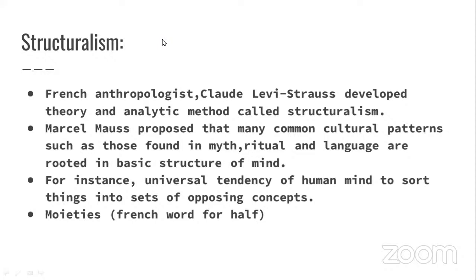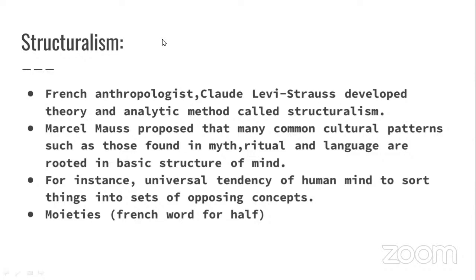So while functionalism focused on the functionality of a particular kind of thing in a society, and the importance of religion or any other norm in a society, structuralism focuses on how these myths, rituals, and languages are basically rooted in the basic structure of a human mind. Okay.